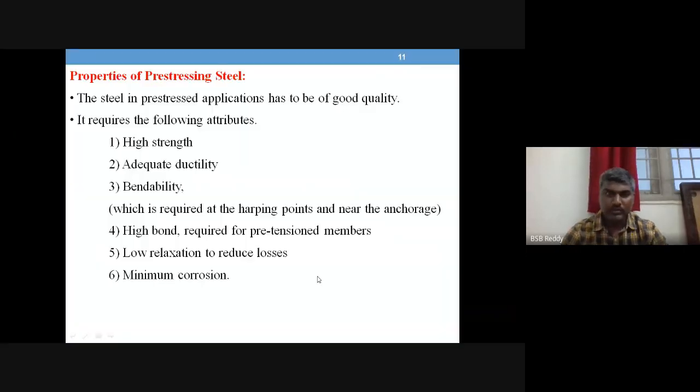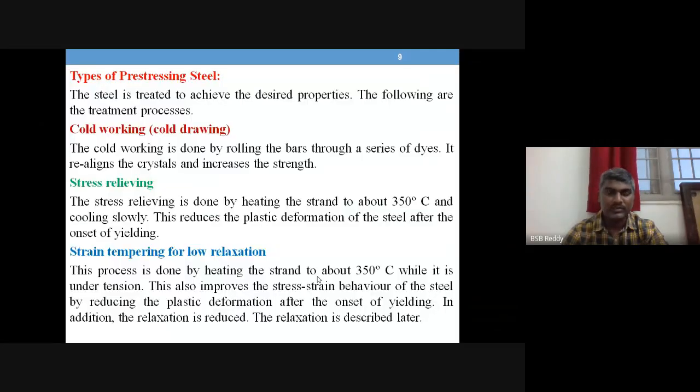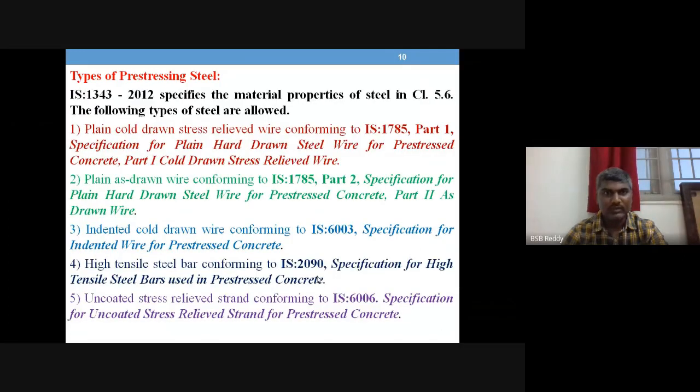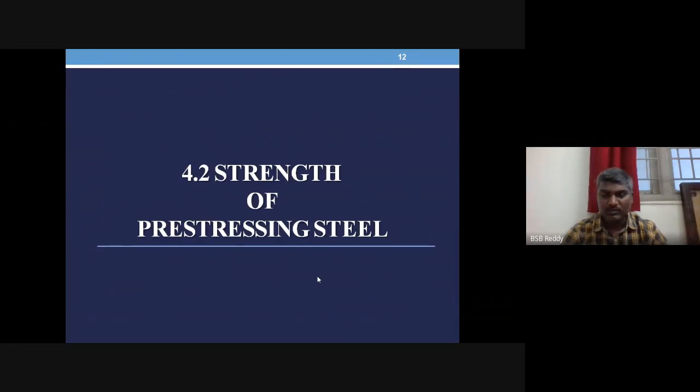Last session we talked about high strength steel, the types and forms of prestressing steels, and the properties required for high strength steel. Today we'll look at the strength of prestressing steel. Let us see.